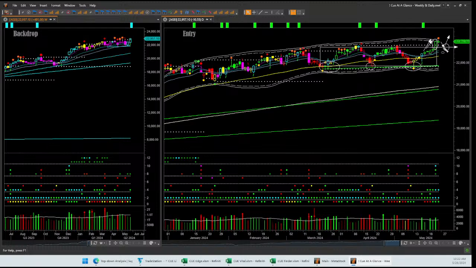I actually prefer that kind of setup, a pullback to support and going up again, rather than the breakout setup of Thursday, because for Thursday's breakout the recent swing low was too far, so the stop would be too far to my liking. Of course, this is the index, individual stocks might have different charts.